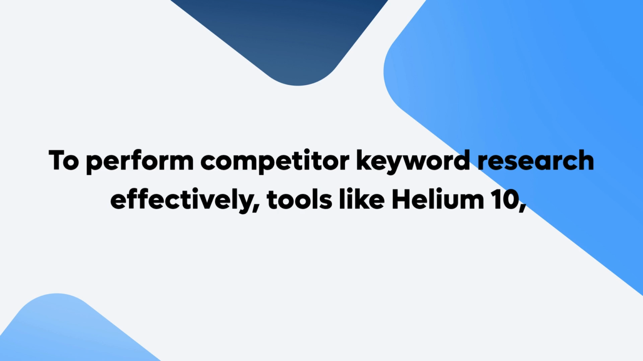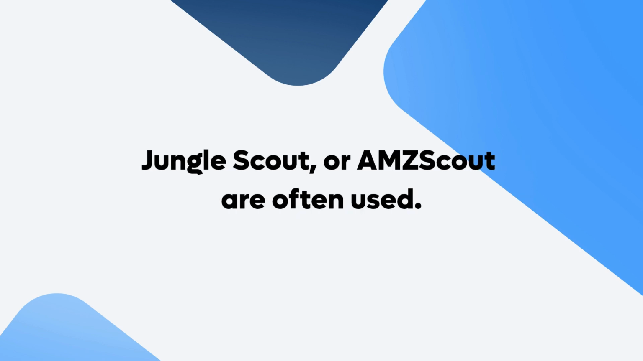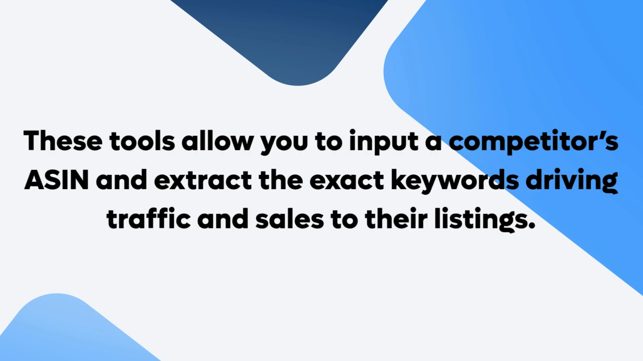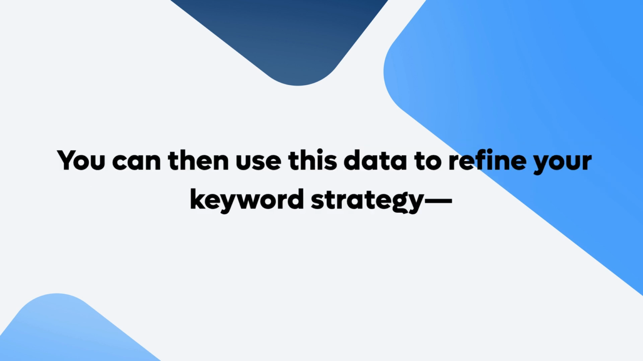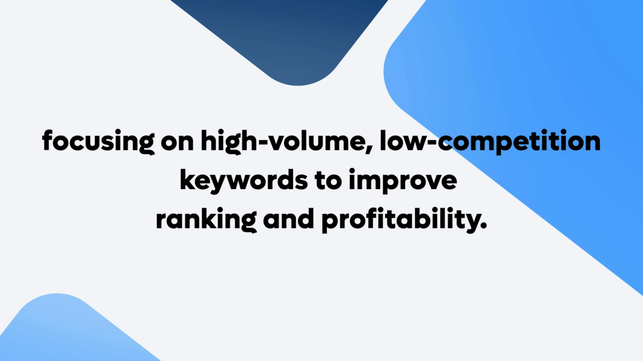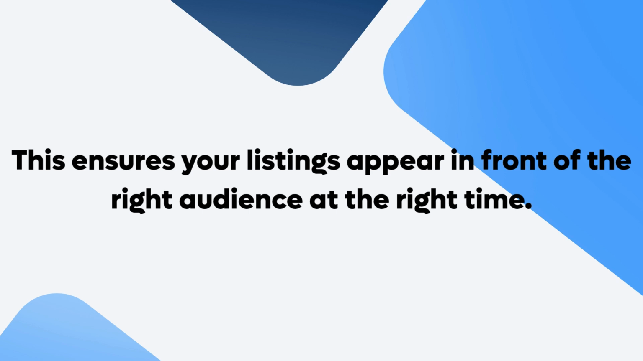To perform competitor keyword research effectively, tools like Helium 10, Jungle Scout, or AMZScout are often used. These tools allow you to input a competitor's ASIN and extract the exact keywords driving traffic and sales to their listings. You can then use this data to refine your keyword strategy, focusing on high volume, low competition keywords to improve ranking and profitability. This ensures your listings appear in front of the right audience at the right time.